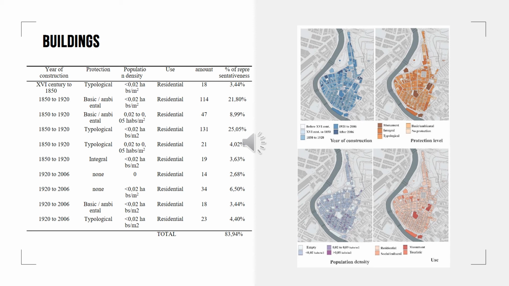As shown in this table, most of the buildings are from the period between 1850 and 1920, with basic or typological protection, residential, and with low population density. These categories encompass 25% of the buildings, with the ones having basic and ambiental protection encompassing 20% of the buildings. Therefore, these two categories have almost half of the buildings in the area.